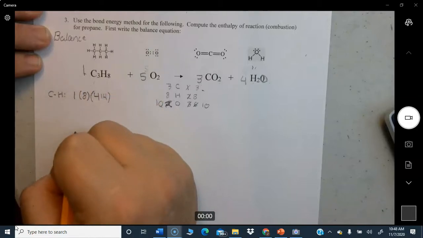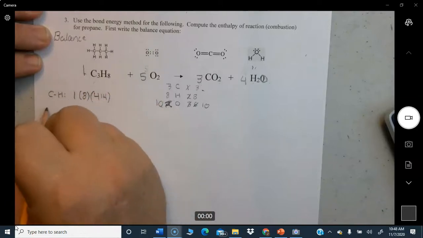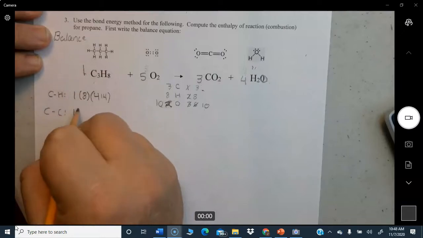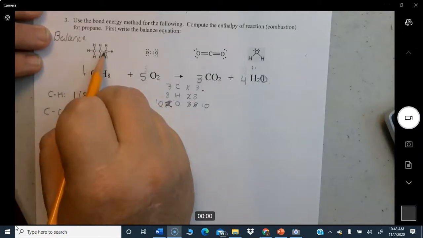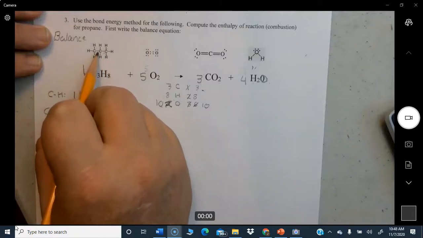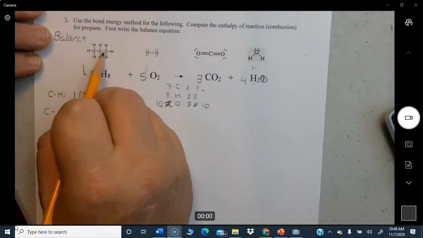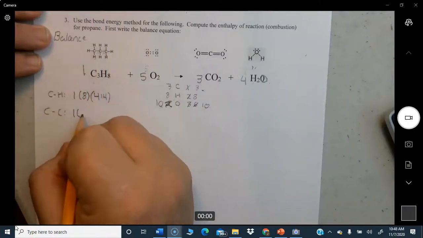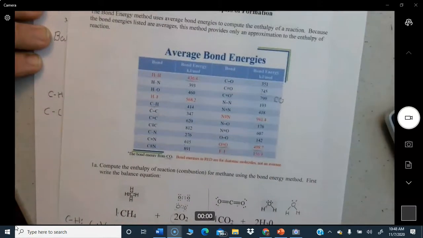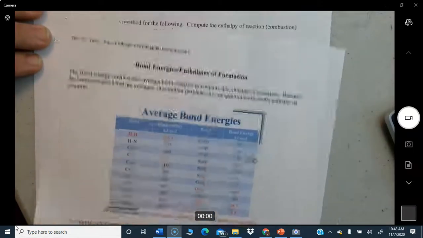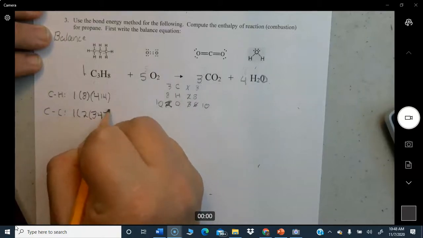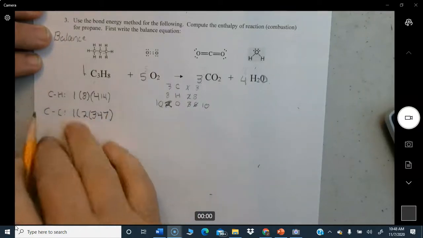Okay, we're not done with that. Then we have the carbon-carbon. And there's one molecule again, and there's 2 carbon-carbon bonds. There's a carbon-carbon bond, and there's a carbon-carbon bond. It's not how many carbons, it's how many bonds between the carbons. So that's going to be 2 times. And again, we go back to our sheet here. Carbon-carbon single bond is 347. Okay, we're done with that.